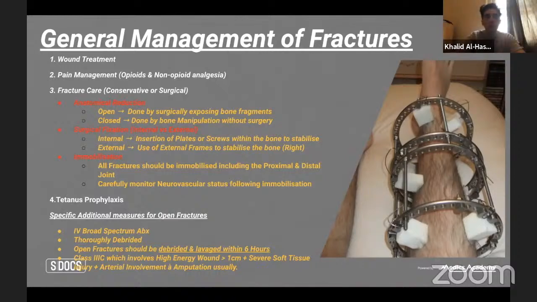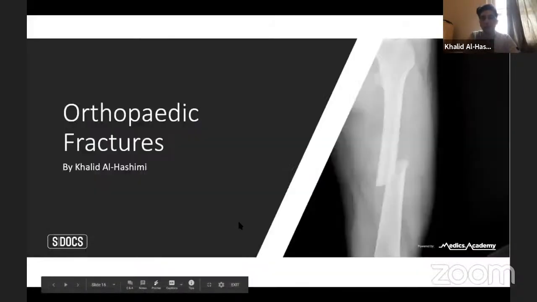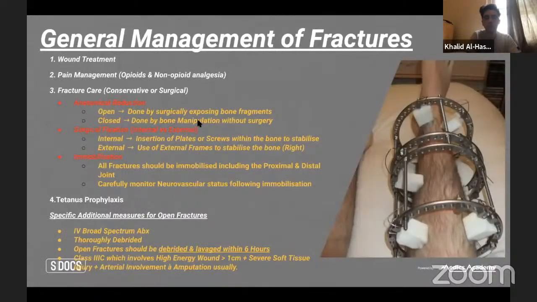Reduction is the process in which we bring the two fragments or the two pieces of bone back closer together. This can either be done in an open manner or a closed manner. An open manner generally indicates that there has been an incision made and we are surgically exposing the bone fragments in such a way that we are able to bring the two pieces closer together. Before we tend to do fixation, we generally tend to do reduction by bringing the pieces back together first. Closed can be done by bone manipulation without surgery.